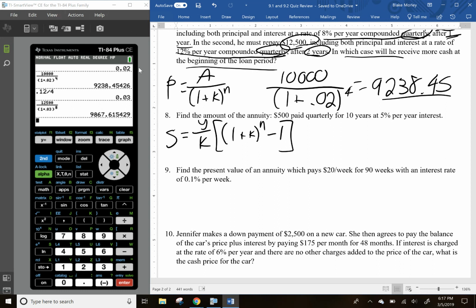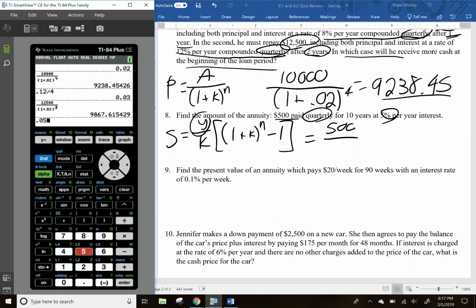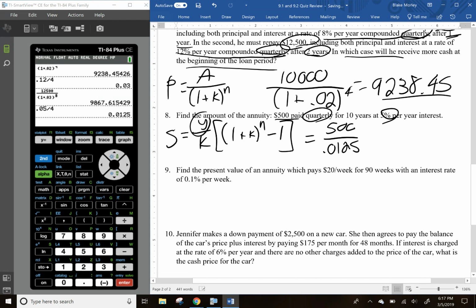Okay. So Y is our monthly payment or quarterly payment. It's whatever we're paying after a certain period of time. So we're paying $500 quarterly, so that $500 is our Y value. And then K is 5%, but it's compounded quarterly, so 0.05 divided by 4. Our K value is going to be 0.0125. And then we have 1 plus K, again, 0.0125, to the N power. So it's quarterly, 4 times a year for 10 years, which will be 40 times in total.